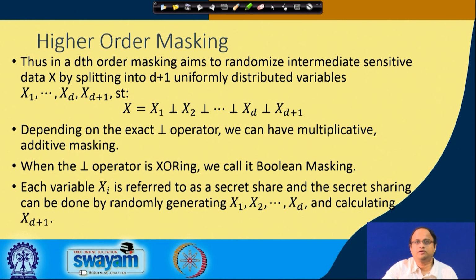When we are protecting against first order attacks, we have broken up our input x into 2 parts. If I want to protect against a second order attack, we have to break it up into 3 parts, x1, x2, and x3, such that they XOR up to give me x. So in a generic setting, if I have x1, x2, x3, and so on till xd and xd plus 1, I use some kind of operator to indicate how we combine them. Note that the way we have seen masking, this operator is XOR, and this particular way of doing masking is called Boolean masking.